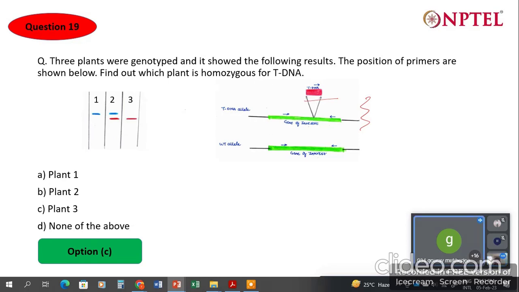Okay. Sir, so if only the smaller band is visible, then we say it is homozygous. But if the larger is visible, and if the larger as well as the smaller band is visible, then we call it heterozygous. So plant 2 will be heterozygous for the tDNA because tDNA is inserted only in one of the homologs.